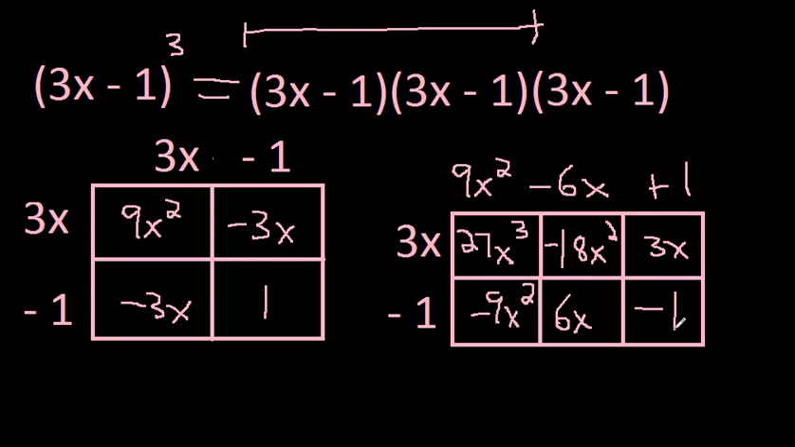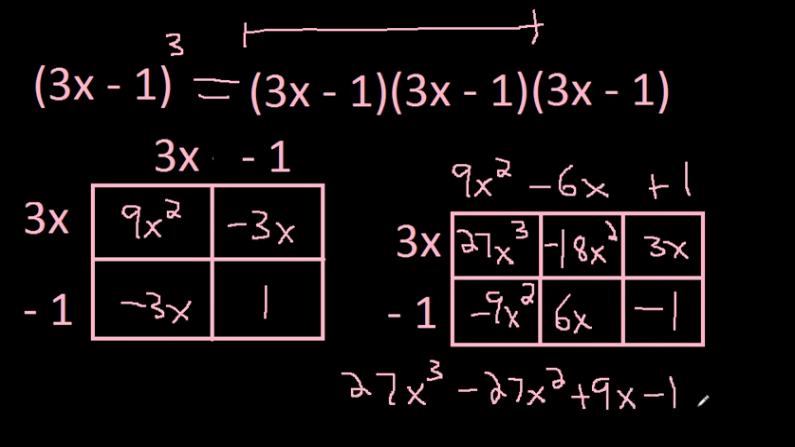Now I have to combine like terms again. Here we have 27x to the third. That's the only x to the third term. For the x squared terms, there's two of them, minus 9 and minus 18 x squared, so that's going to be minus 27x squared. For the x terms, I have 6x and 3x, add them together, that's 9x. And then finally, there's just minus 1. Okay, so that's the answer. That's what you get when you multiply out three factors of 3x minus 1.